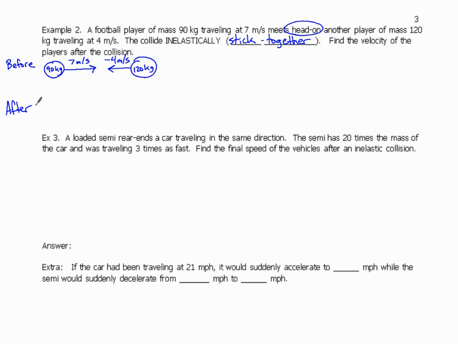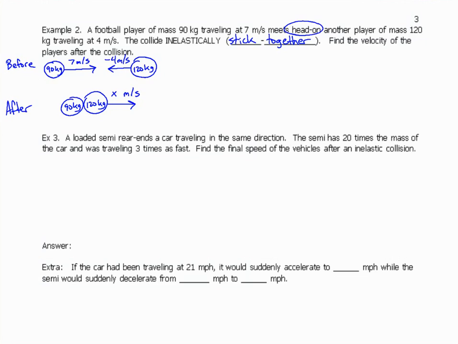After the collision, here's what happens. Here's our 90 kilogram player. Here's our 120 kilogram player. And they are colliding inelastically, which means when they hit, they're going to hit and they're going to stay together. Find the velocity of the players after the collision. So they're going to have some velocity, and that's what we're looking for. So I'm just going to say that they're going to have a velocity of x meters per second for the sake of my picture.